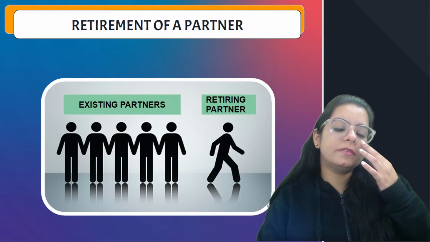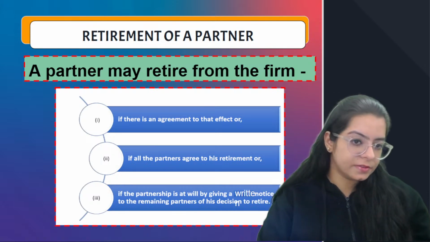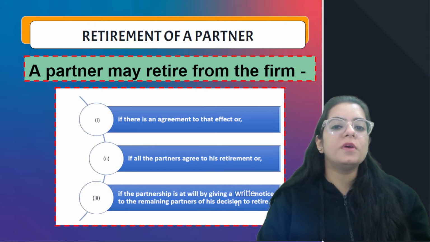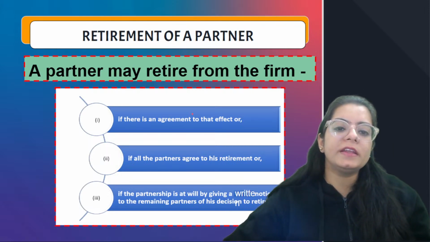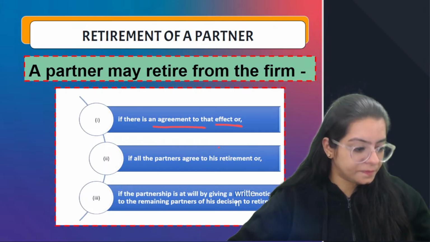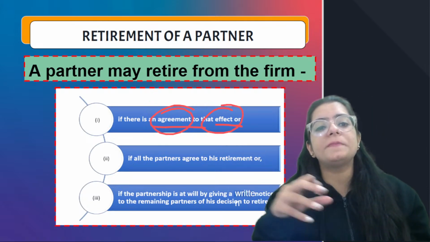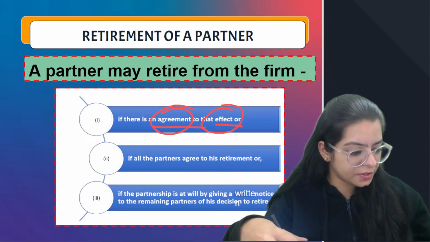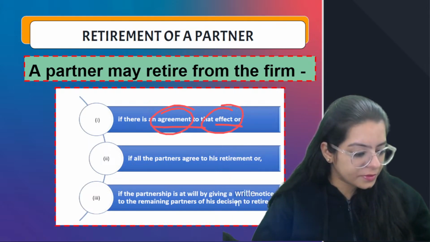You can see that there are some existing partners which are going to still exist, and the retiring partner goes and retires. A partner may retire from the firm. What would be the reasons behind the retirement? Why would a partner retire? If there is an agreement to that effect, some plan that this partner should retire after this much term or period, this much tenure, then the partner is retiring on that basis.